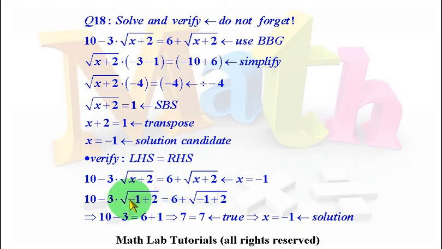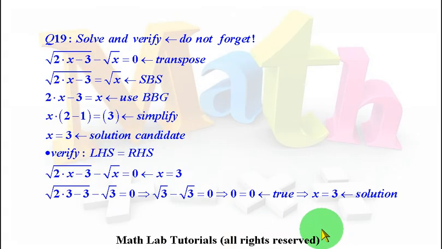The root 1 is 1, so 3 times 1 is just 3. So on the left, we get a 10, and then minus 3. On the right, we get 6, and then again, root 1 is just 1, so we get a 1. So on the left, we get 10 minus 3, which is 7. On the right, 6 plus 1 is 7. And voila, this is a true statement. Therefore, we declare the solution candidate, x equals negative 1, as the solution in fact.